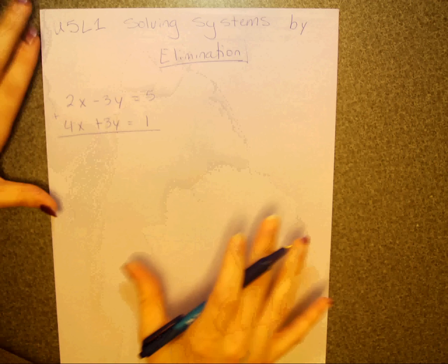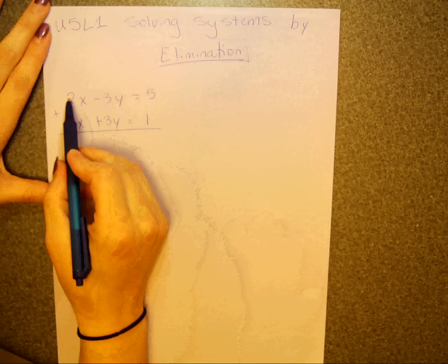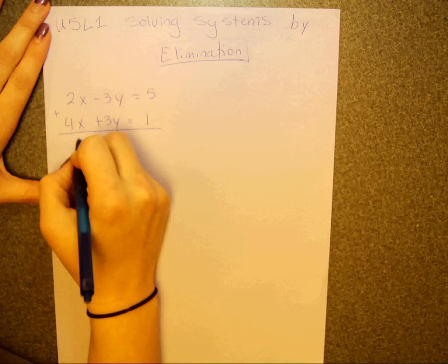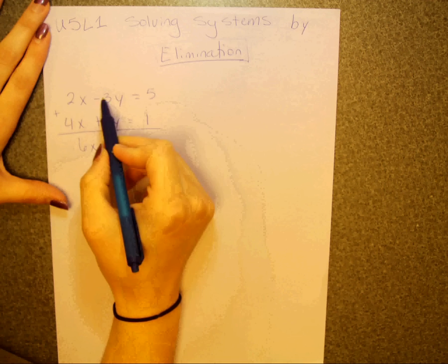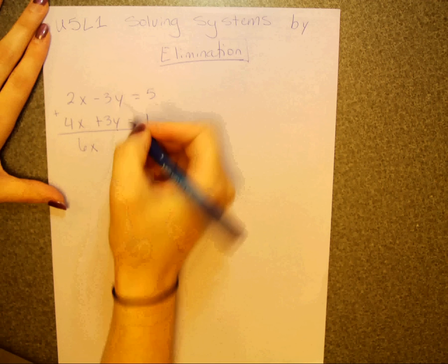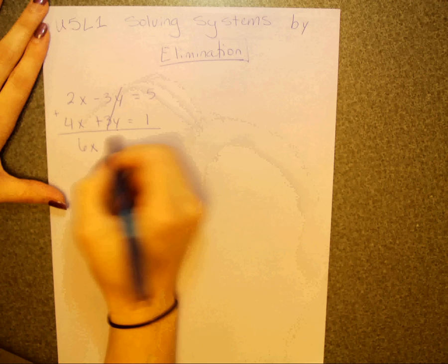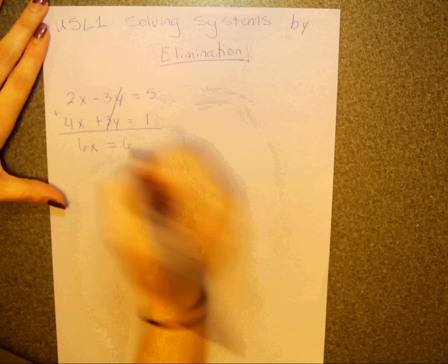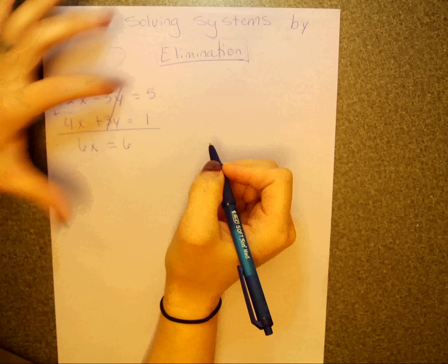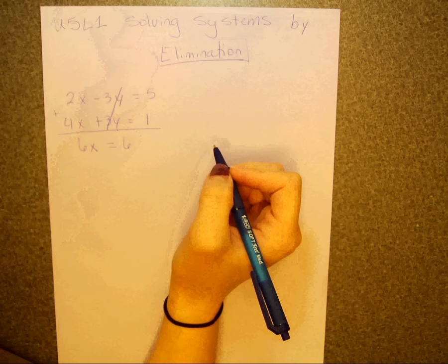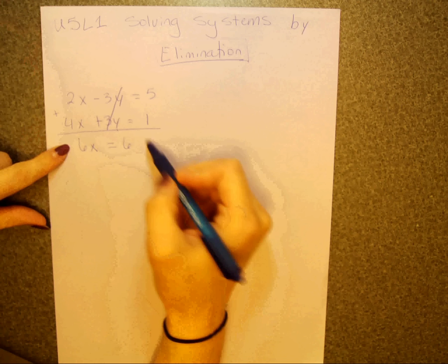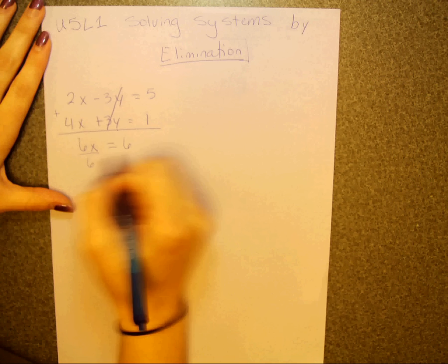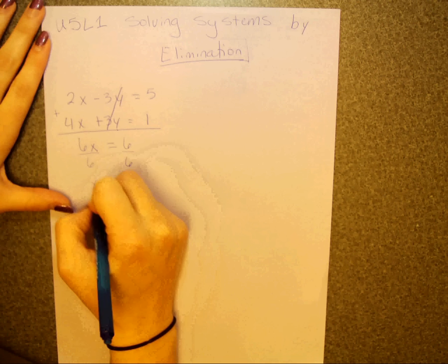So let's go ahead and add these together. 2x plus 4x is 6x. Negative 3y plus 3y is 0, so those cancel out. And this is equal to 5 plus 1, which gives me 6. So I added the x's, I added the y's, and then I added the plain numbers together. Now this is a basic equation that we can solve. Divide both sides by 6, and I get x is equal to 1.